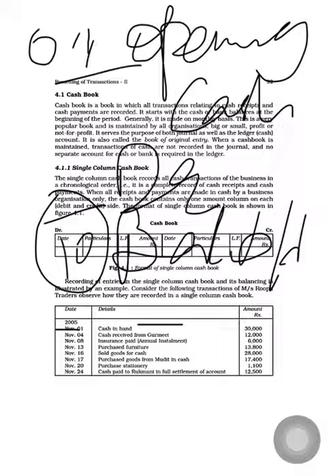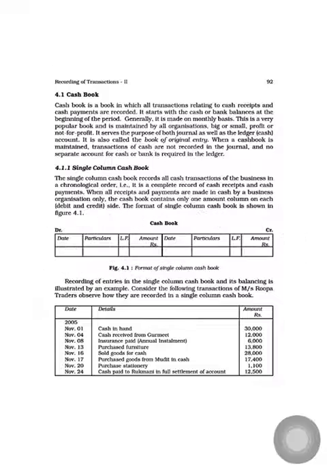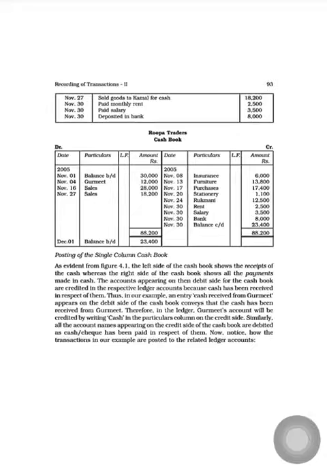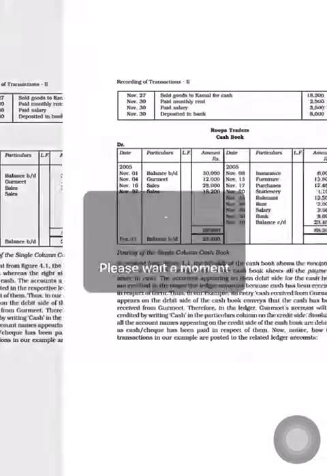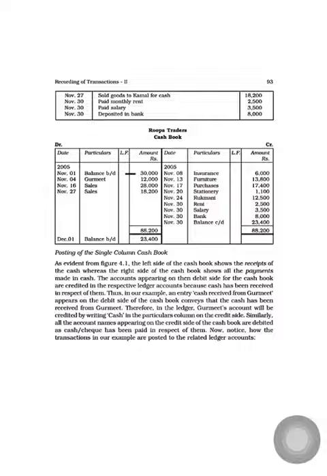Next, cash received from Gurmeet. Cash received means receipt, and a cash receipt is debited, so on the debit side we write "To Gurmeet". Insurance paid means payment, so it will be written on the credit side as "By insurance". Here you can see all receipts are on the debit side and all payments are on the credit side.